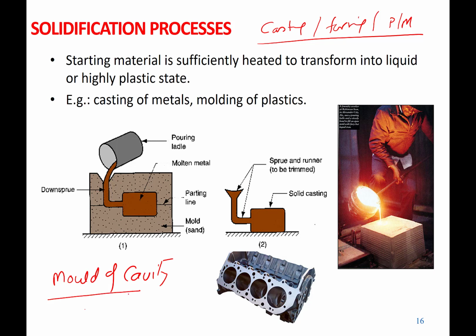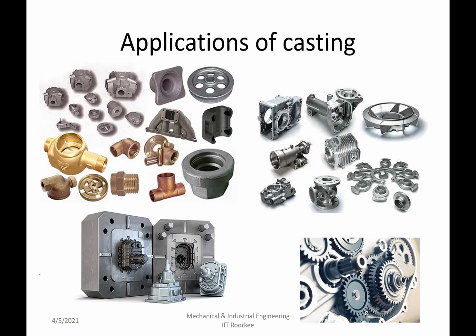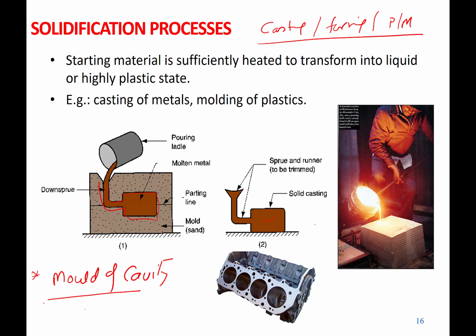A mold is a cavity of the shape of the product that we are looking for. Say this is the product, then a cavity of this shape is made using, say, a sand mold. A mold can be made of metal or sand or some other suitable material. Once the cavity is generated, we take the metal to be used.